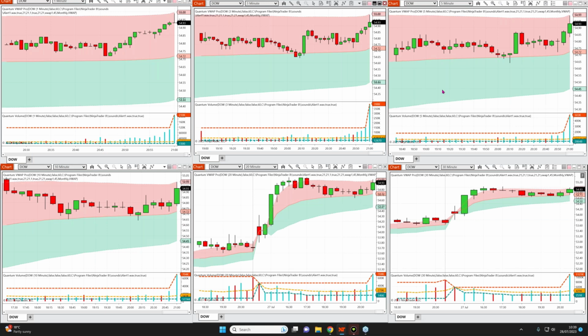So again, very classical example of several things. First of all, using multiple time frames. Secondly, the importance of volume price analysis. And thirdly, how the VWAP itself will tend to attract the price and act as either support or resistance in each case.